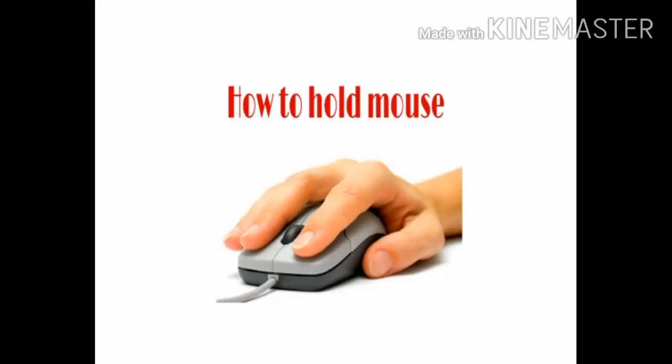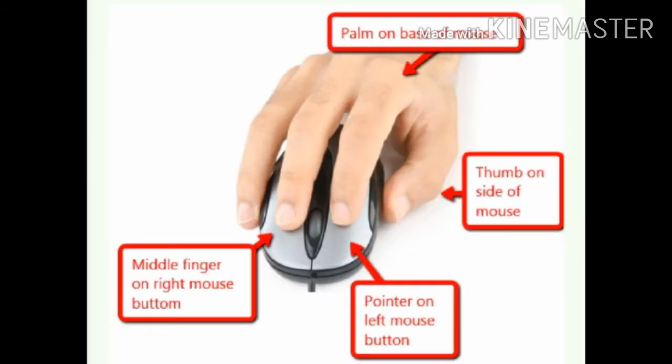Dear students, do you know how to hold a mouse? Okay, I will tell you how to hold a mouse. Put your thumb on the side of the mouse, your pointer finger on the left mouse button, your middle finger on the right mouse button, and your palm on the base of the mouse. This is the way to hold the mouse.